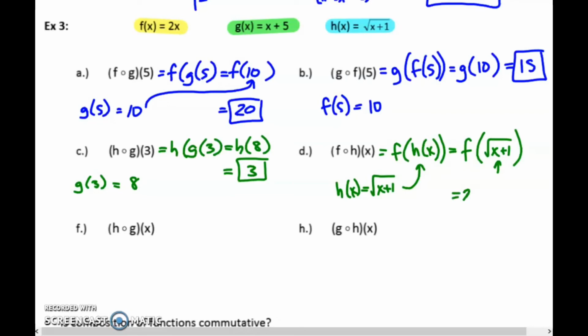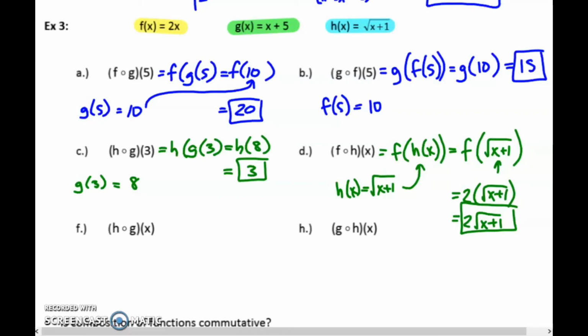So this is going to take 2 times this, x plus 1, which is just 2 square root x plus 1. Okay, you can just leave it in parentheses, doesn't really matter. Same answer. Okay, so last couple here with x's.